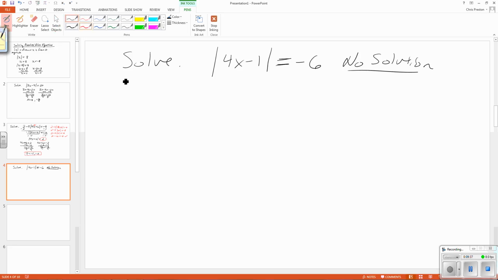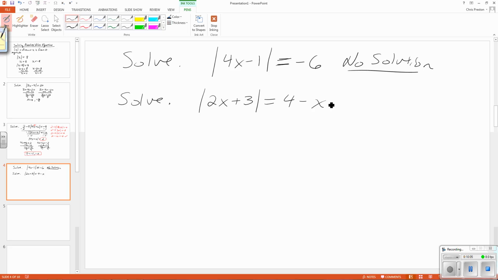Now let's go to a slightly more advanced problem. Let's say I wanted to solve the absolute value of 2x plus 3 equals 4 minus x. So I want to solve that. Does it have an answer or not? Well, what the heck is that? All right. Does it have an answer? Maybe. It depends on what x is.